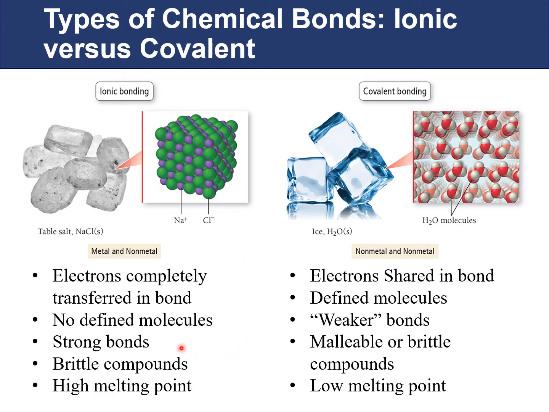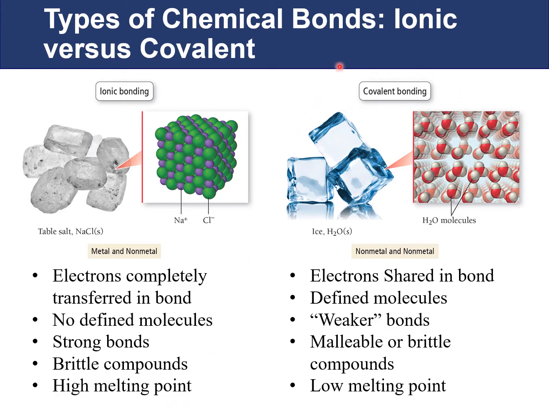Ionic bonds are very strong, and it is the strength of these bonds which makes the compounds brittle in the solid form. Because the bonds that are holding the solid together are very strong, when you strike them, they do not deform. Instead, you get a brittle compound. Also, because the bonds that are holding the compounds together are very strong, you end up with a high melting point. It is very difficult to get these molecules into the liquid phase.